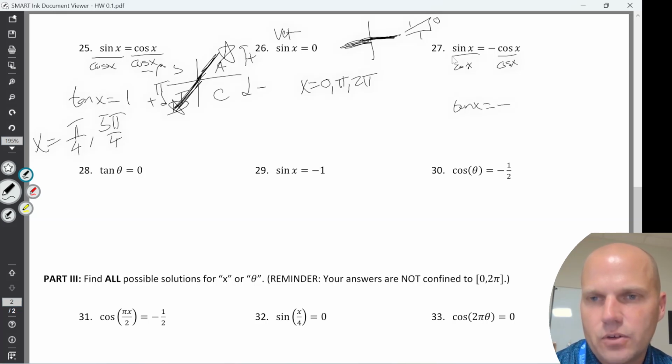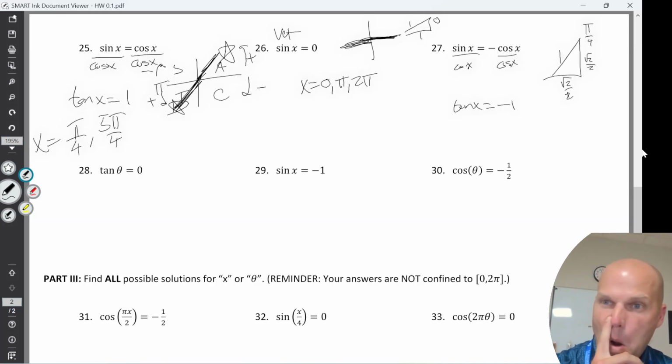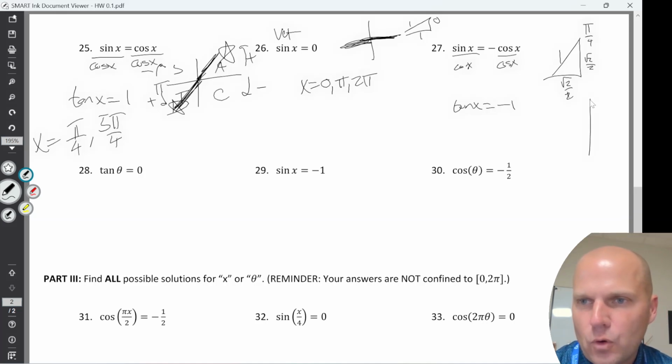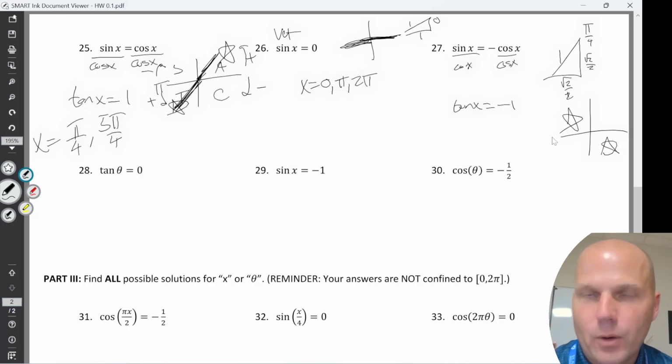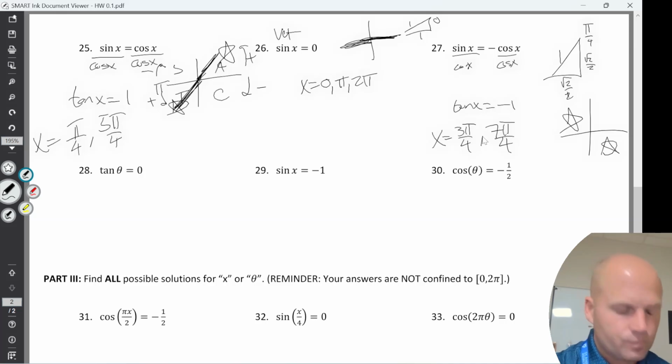And I'll get tangent equaling -1. That's going to be at the pi over 4 triangle because of the opposite over the adjacent equaling 1. So I want the pi over 4s when tangent is negative here and here. How do I get that pi over 4? 4 pi over 4 minus a pi over 4, 3 pi over 4. 8 pi over 4 minus a pi over 4, 7 pi over 4.